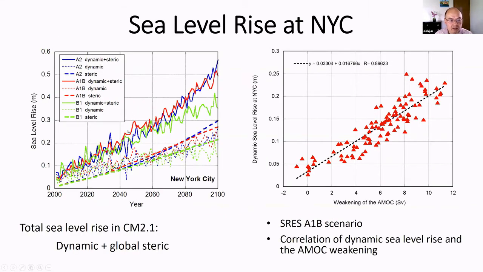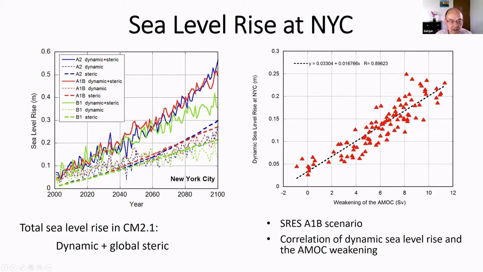The left panel shows the sea level rise at New York City. In CM2.1, the total sea level rise is dynamic sea level change plus global steric sea level rise. The smooth long dashed line is the global steric sea level rise. The short dashed line is the dynamic sea level rise at New York City. Different colors are for different scenarios. And the total sea level rise is this solid line.